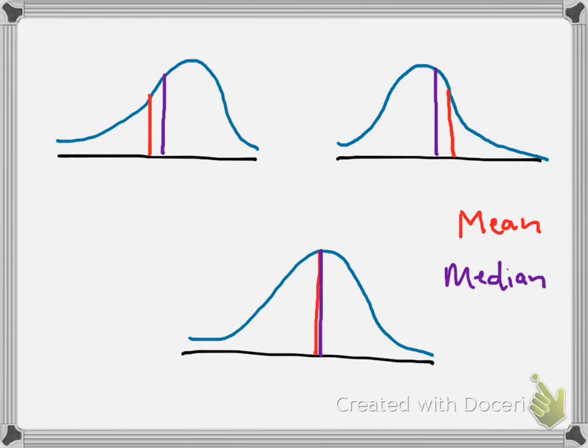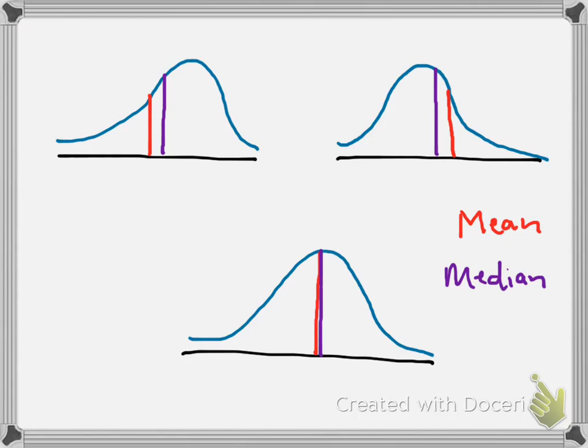Now, why in the world is this? Really what you need to understand is that the more symmetric a density curve is, the closer together the mean and the median are. So, of course, the inverse of that would be that the more skewed a density curve is, the farther apart the mean and the median will be.